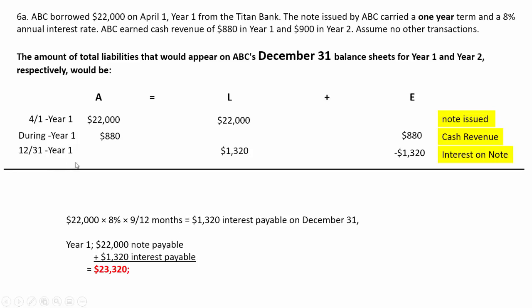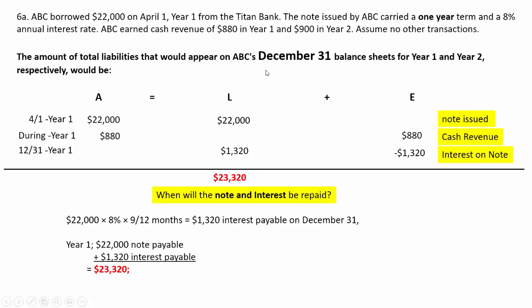Notice that I'm going to summarize year one's transactions here by drawing this line and then combine these amounts down here for totals. So liabilities at the end of year one are $23,320. That's the principal and the interest on the note. And when will the note be repaid? Well, let's see. This is a one-year note, has a one-year term. So if I borrow the money on April the 1st of year one, that means I'm going to pay it back sometime in year two. Actually, I'm going to pay it back on March 31st of year two.